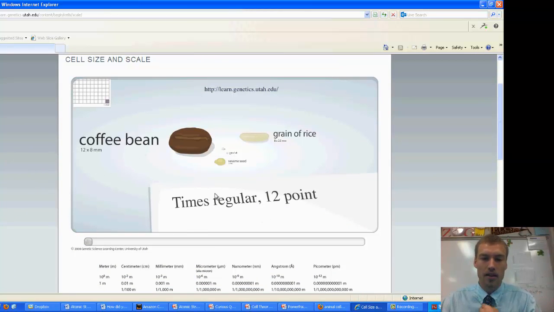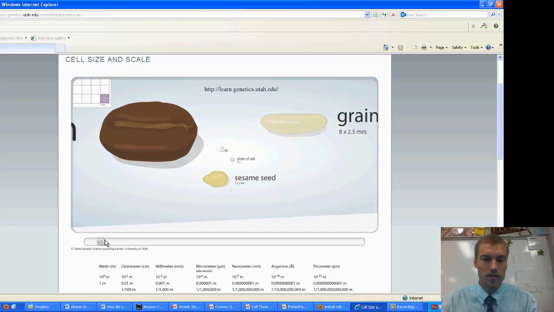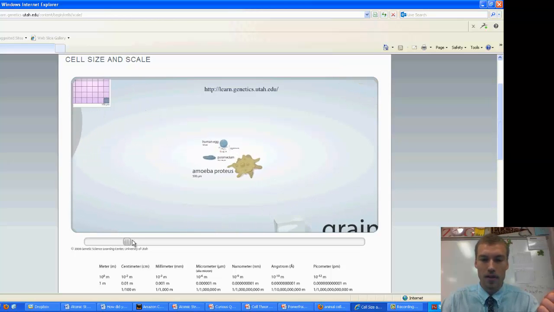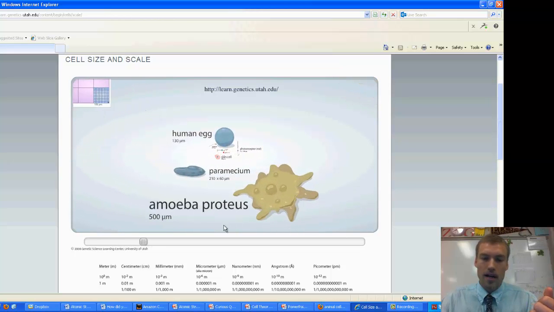We are looking at Times Regular 12-point font. A coffee bean is going to be 12 by 8 millimeters. And as we move the slider over, we can zoom in. A grain of salt is going to be 1/2 millimeter. All right, and then we get down here.